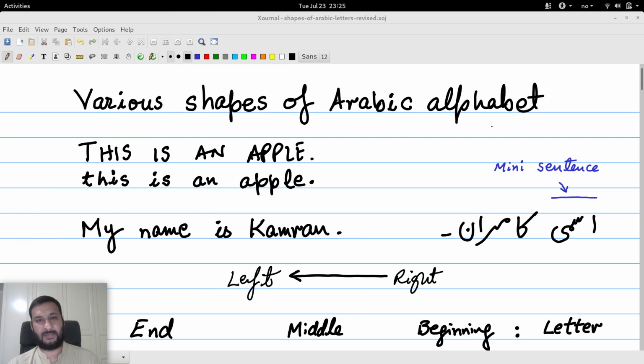Welcome to the next lesson in learning Arabic letters or alphabet, or learning the Qaida, whatever you want to call it. This is going to be a very interesting lesson, because in this one I'm going to show you how different letters change their shapes in Arabic text, such as Quran.